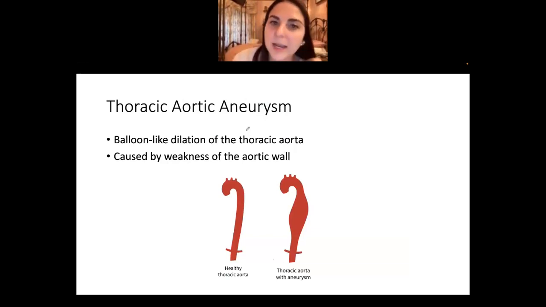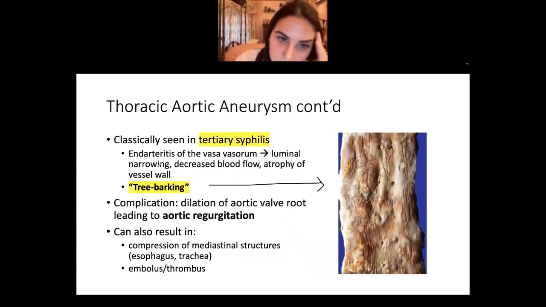Okay, and then thoracic aortic aneurysm. This is when the thoracic aorta becomes dilated. This is caused by weakness of the aortic wall. All aneurysms are caused by weakness of the aortic wall. But what's really high yield with thoracic aortic aneurysms, and I was super excited to talk about this because this is your micro plug: tertiary syphilis can cause thoracic aortic aneurysms.